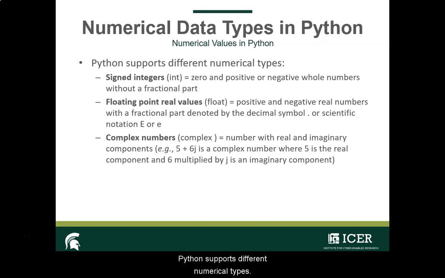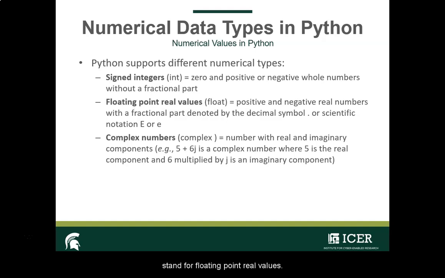Python supports different numerical types. There are signed integers, abbreviated int. These include 0 and any positive or negative whole numbers without a fractional component.